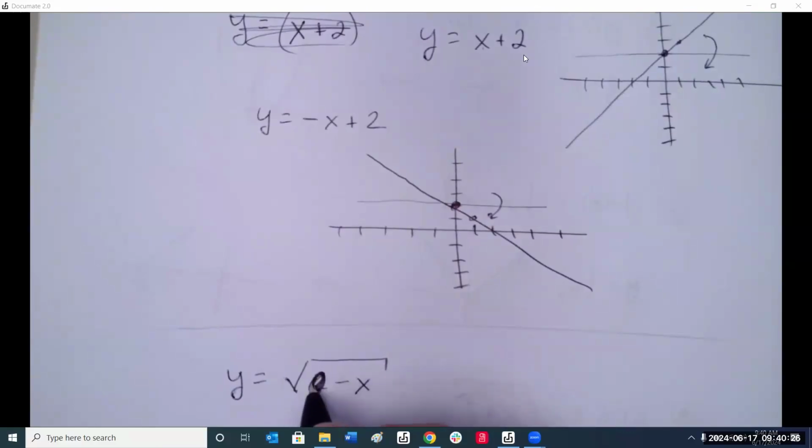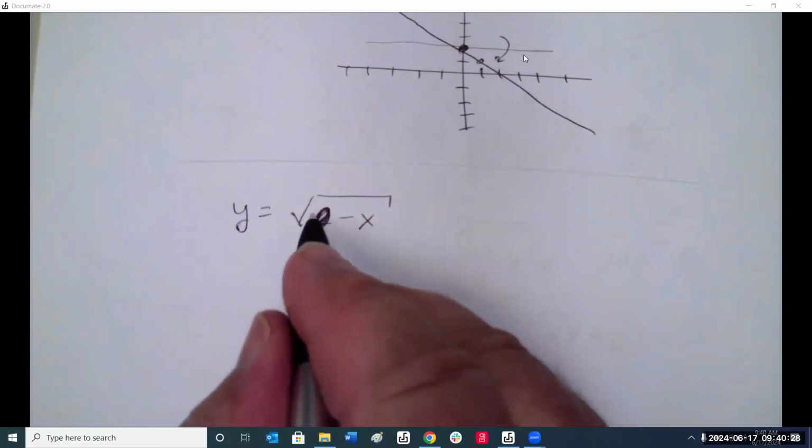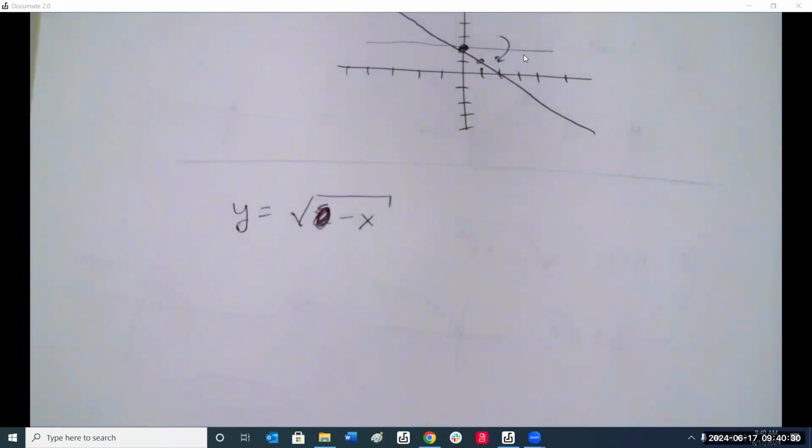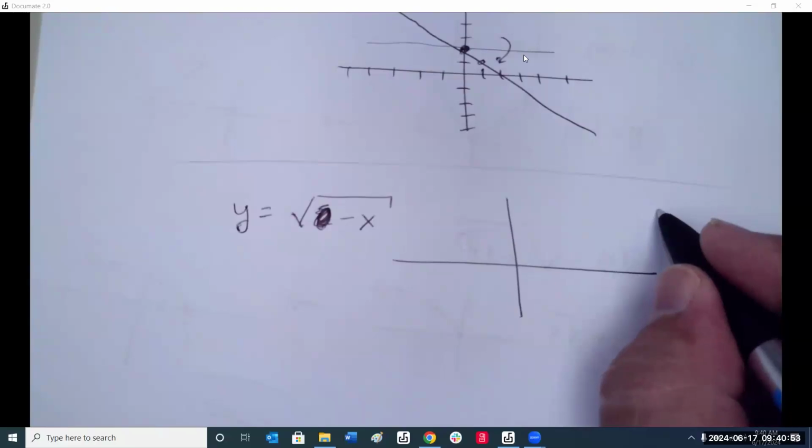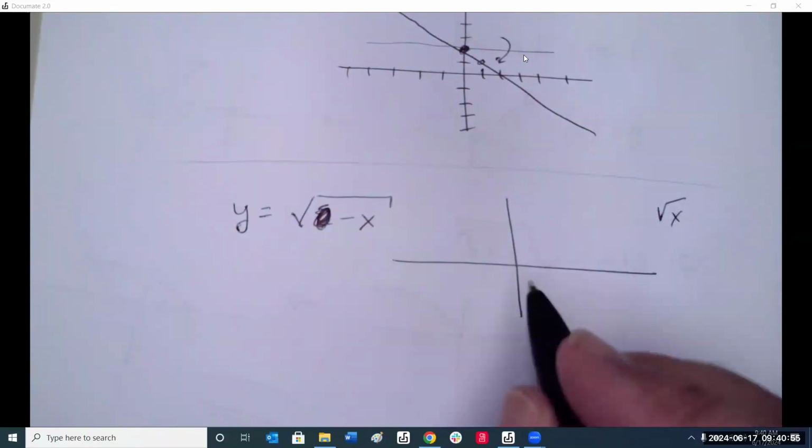Let me try this. How about if I gave you this equation? Square root of negative X. It happens inside the function. So it flips across what? It flips horizontally. Anything that happens inside the function, the flip is horizontal. So what this one does, the original graph is the square root of X.